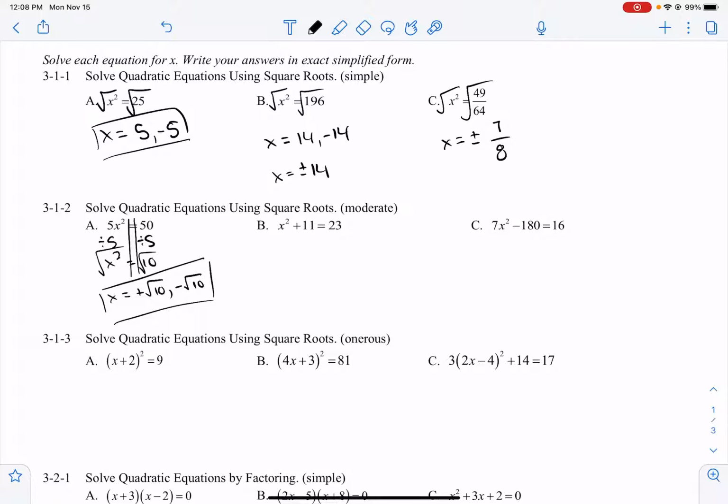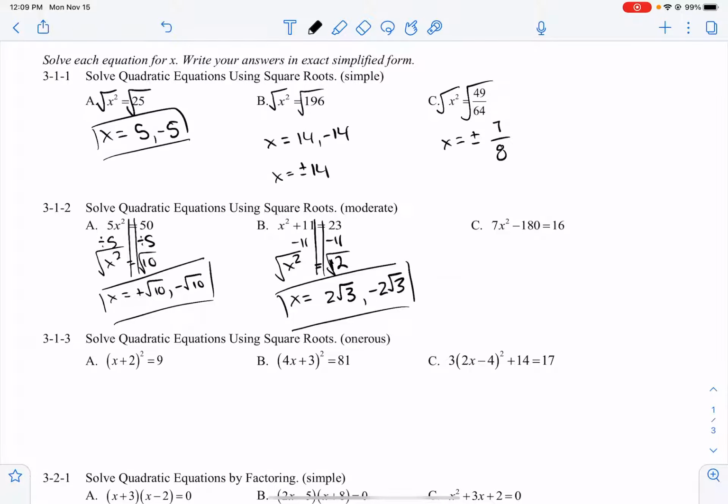If I were to put that in the class calculators, it's going to give me square root of 10 right back. Okay, part B, same thing. I've only got one x, so I'm just going to try to get it by itself by moving everything to the other side. So I'm going to minus 11 on both sides, and I get x squared equals 12. And when I plug square root of 12 in my calculator, I'm actually going to get 2 root 3. But that's one of my answers. My other answer is -2 root 3, because when I take a square root, I get 2 answers.